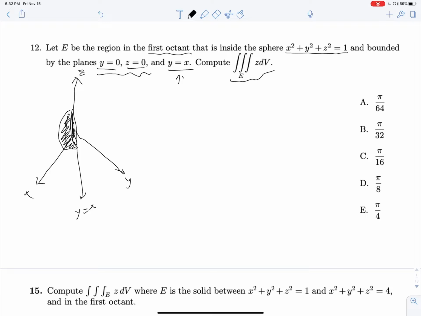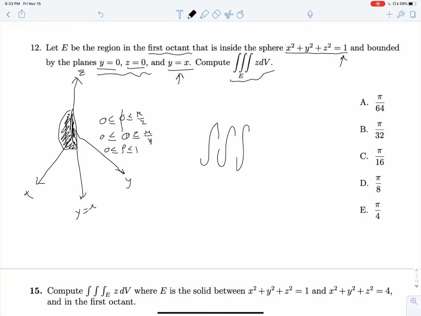We see that phi is running from 0 to pi over 2. We see that theta is running from 0 to pi over 4, because we could go through the whole conversion process, but the line y equals x, if we take a look at things on the xy axis, if we're bounded in between here, you can see pretty easily that's a 45-degree angle, so pi over 4 it is. And then finally, we know that rho runs between 0 and 1 because we're in the unit ball.